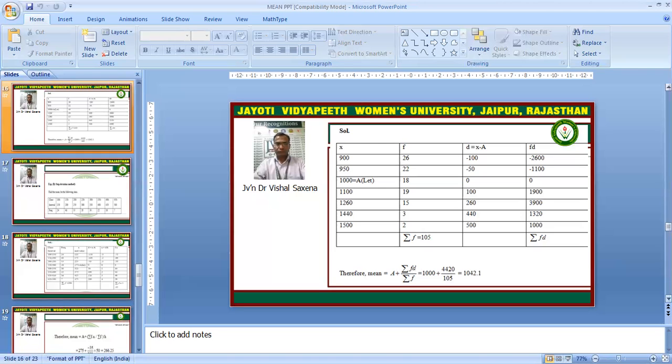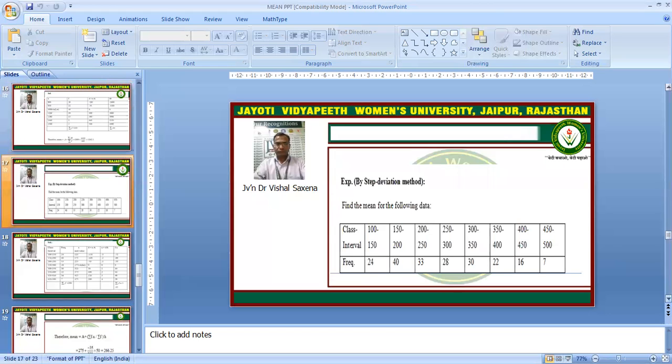4420. Then we use the formula to find the arithmetic mean as A plus summation fd upon summation f, which is equal to 1000 plus 4420 upon 105, and that is equal to 1042.1. So the mean is 1042.1. Now next we take the step deviation method, and we are given a series in continuous form.